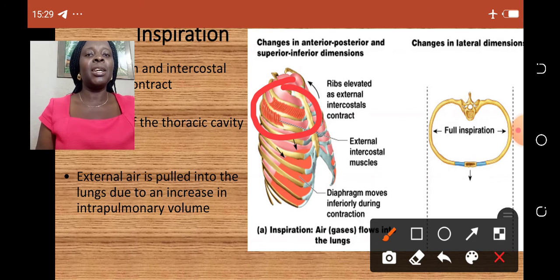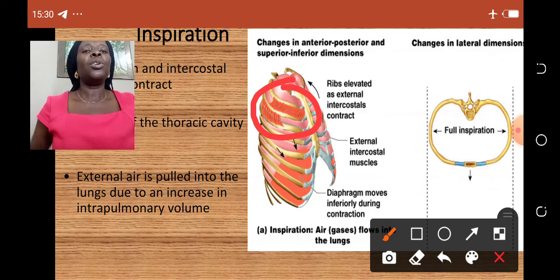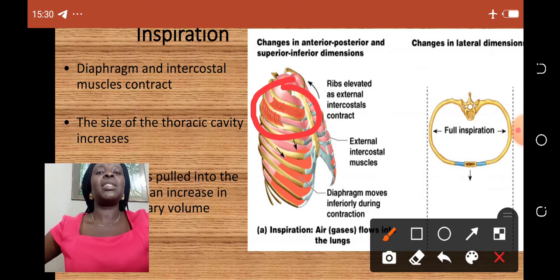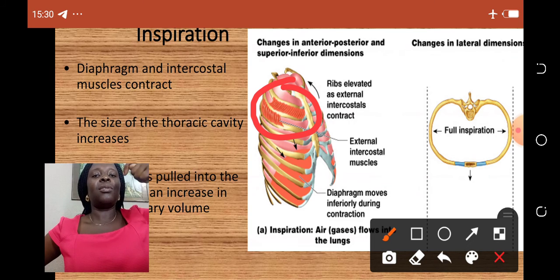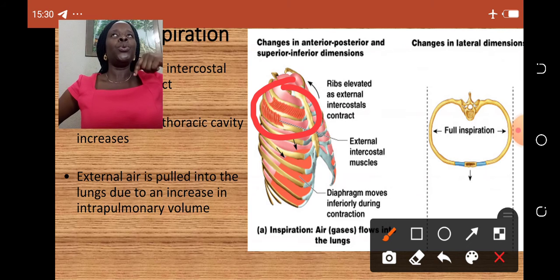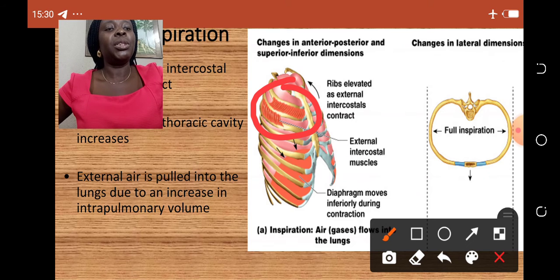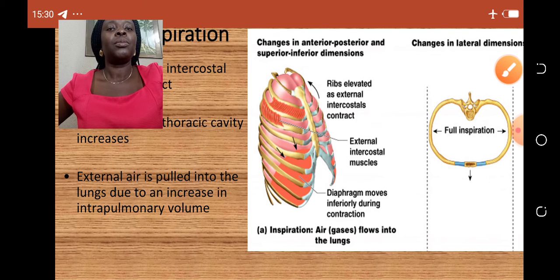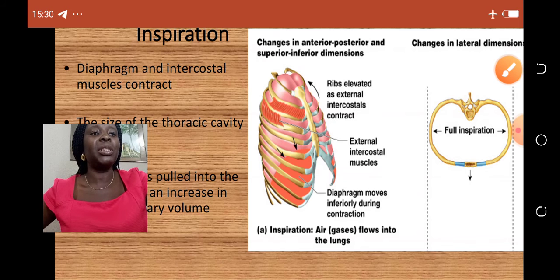Now let's take that again. When you take in your air, you can see your intercostal muscles and your diaphragm. You can see there is a raise. Then the size of the thoracic cavity also increases, and the air from outside is pulled into the lungs. That's what happens during your inspiration.